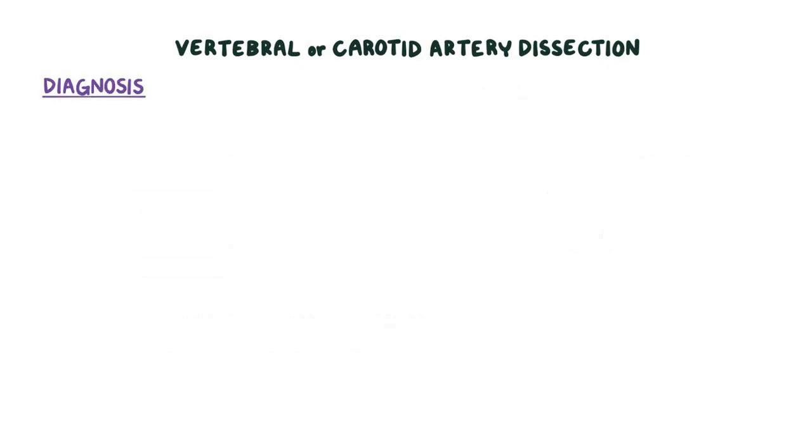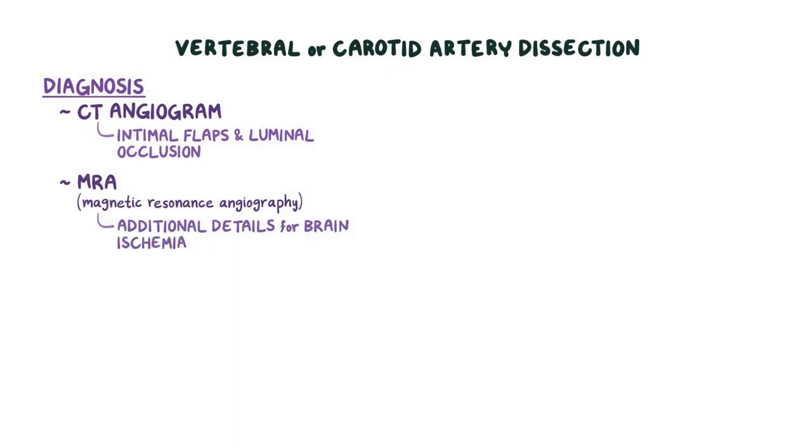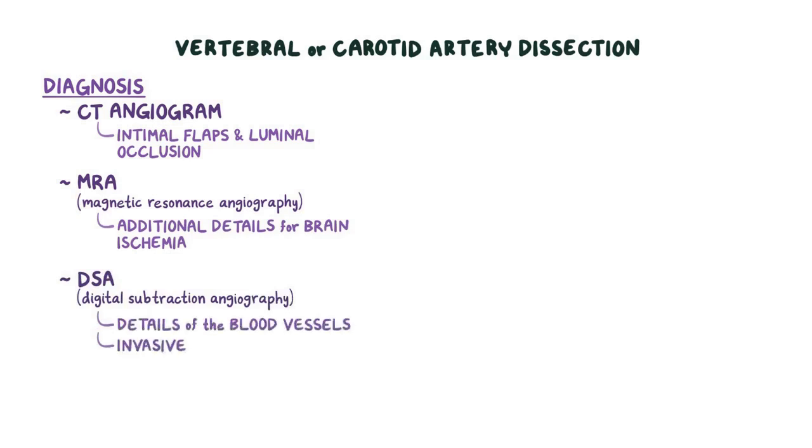When suspecting either, a CT angiogram is the best initial screening test, as it can adequately detect intimal flaps and luminal occlusion. An alternative is MRA, or magnetic resonance angiography, which is similar to the CT angiogram, but can provide additional details regarding brain ischemia. If the CTA or MRA don't adequately show the dissection, then the gold standard is conventional DSA, or digital subtraction angiography, which best identifies the details of the blood vessels. But it's an invasive procedure, so it's often left as a last resort.